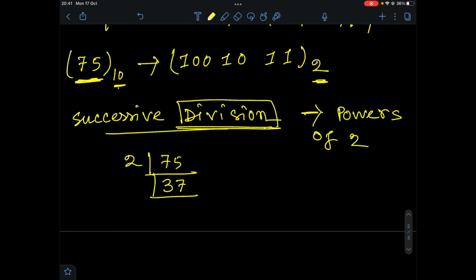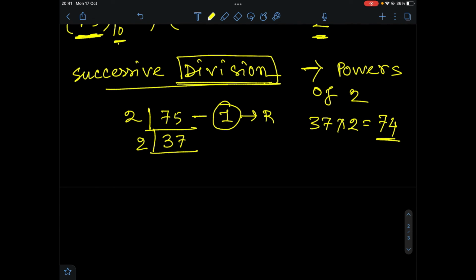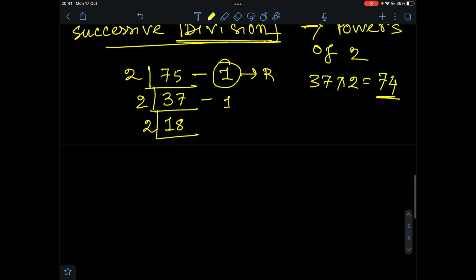Okay, so let's just divide it. If you are dividing, then you have 37 and you have the remainder 1, because 37 into 2 is equal to 74 and this is the remainder. Now again divide this 37. 18 into 2 is equal to 36. Again you have remainder 1. Again divide this 18 by 2, so it will be 9. Now you don't have any remainder, so you have to write 0.